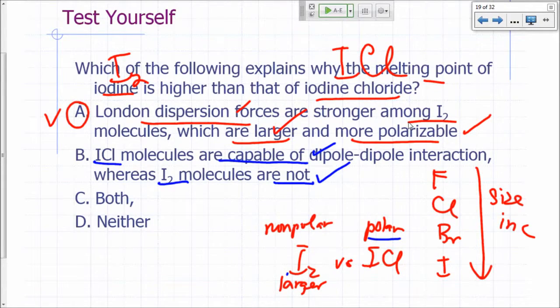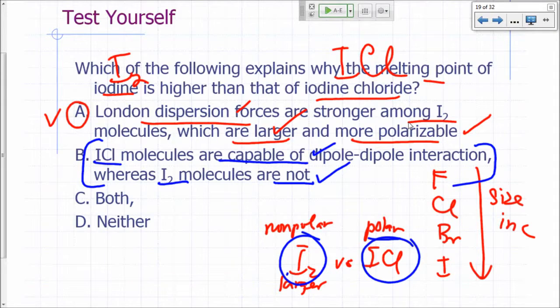So if ICl is polar and I2 is non-polar, if you're just basing your prediction on polarity, what would you predict? The polar molecule you'd predict would have stronger forces of attraction, right? And if they have stronger forces of attraction, you'd expect them to have a higher melting point. So the polarity cannot explain the melting point. So this is false.